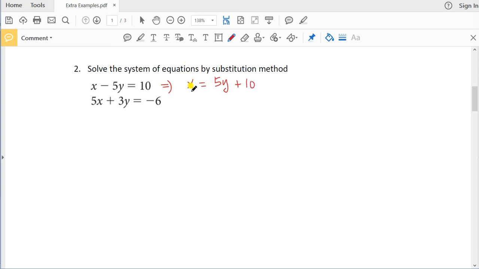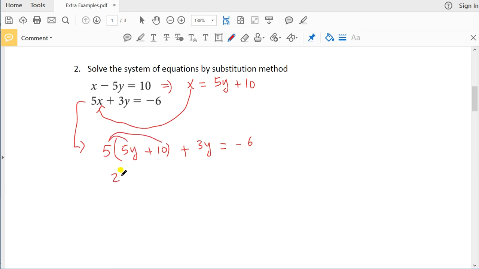Now, after you have x, go back to the other equation and plug in the x anytime you see the x of the second equation. Now I can rewrite my second equation, the new one here, 5 times x, which is 5y plus 10, and then plus 3y, and that equals minus 6, and then do the distribution here. 5 times 5, 25y, 5 times 10 is 50, plus 3y equals minus 6, and then we are combining the like terms, 25y plus 3y, 28y, plus 50 equals minus 6, and subtract 50 on both sides.